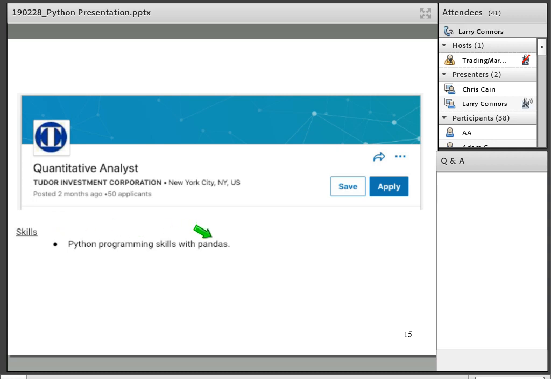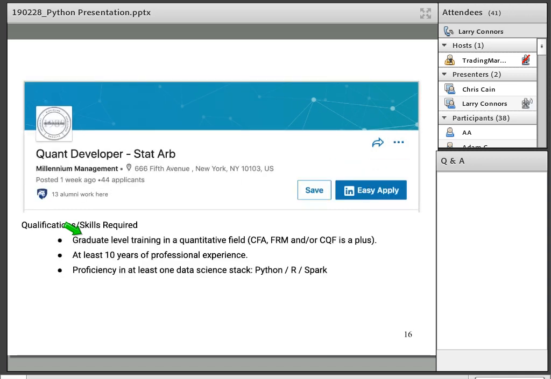Pandas is the library inside of Python. You'll learn that in the first class. But as you can see, the most important thing is that they're requiring them to have skills in Python. Go to another big firm.